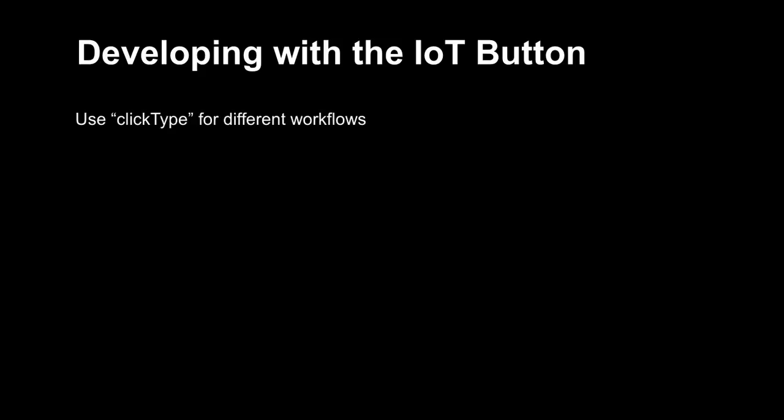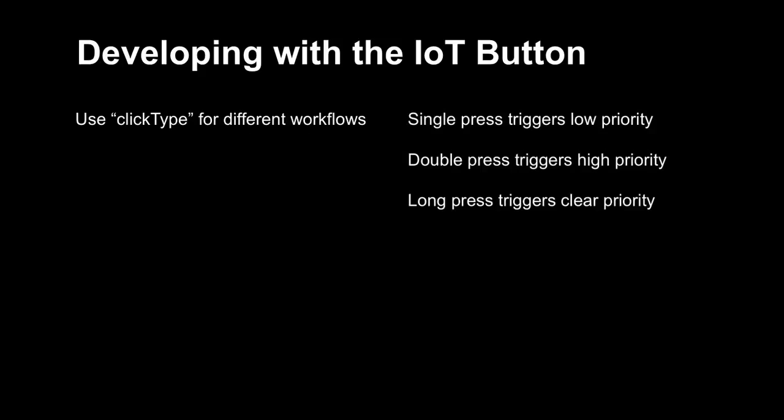So here are some ways of thinking about using click type for your different workflows. You can use a click type to do things like drive priority. On your IoT button, a single click might say that this task is a low priority, while a double click might say this task is a high priority. And you can use a long press as a way to clear priority.